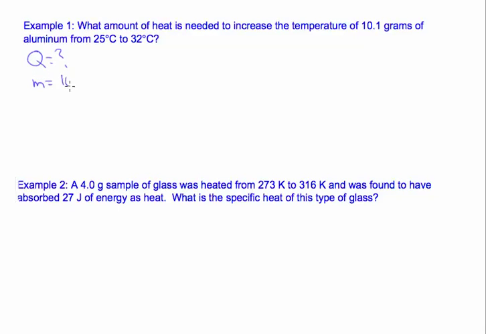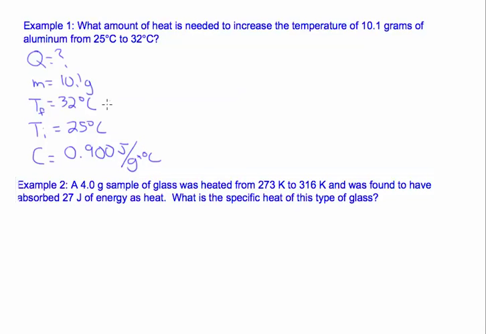We know the mass is 10.1 grams. And we know the final temperature is 32 degrees Celsius, and the starting temperature is 25. F for final, I for initial. We also know because this is aluminum, we can look at our table of specific heats and see that the C for aluminum is 0.900 joules per gram degrees Celsius.